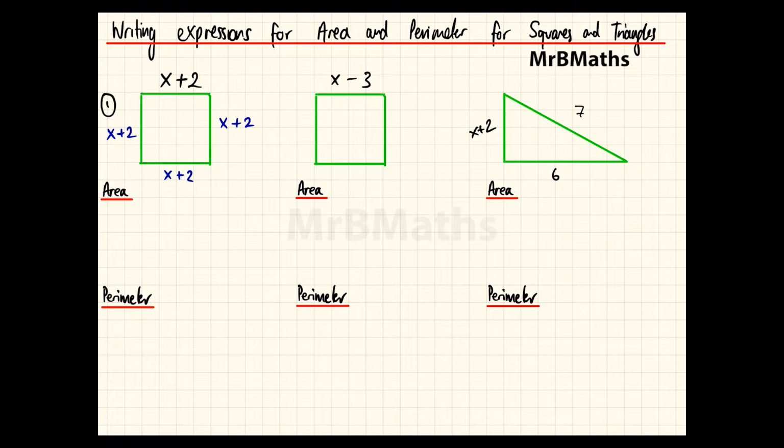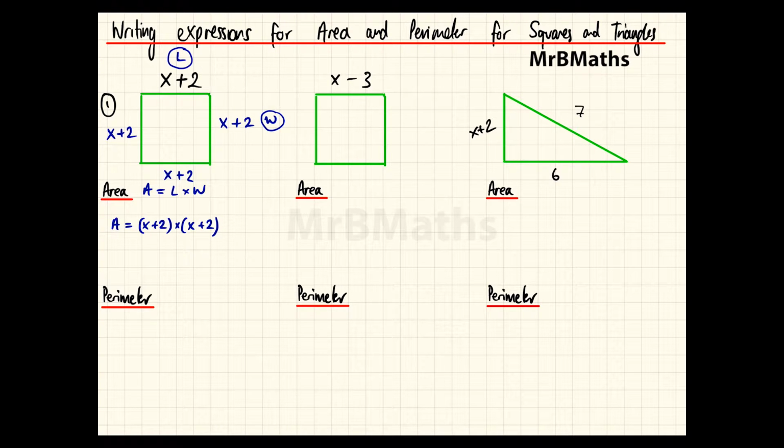Now for the area, area for a square is length times width. So if we call this length, okay, and this width, obviously they're the same thing, so it really doesn't matter. So if we write A equals L times W, we're then going to have A equals x plus 2 in brackets times x plus 2.